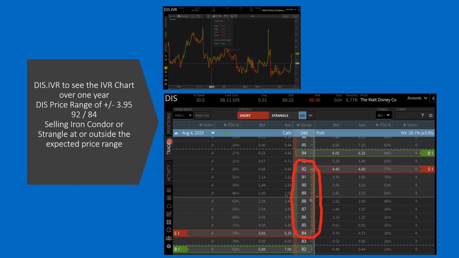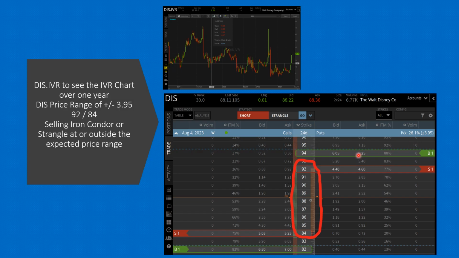You go under trade, and you can even select here the short Strangle, because what's important now is that you can see the range, here in orange, the range of Disney, the price expectation of the implied volatility. You see here the price expectation is between 92 and 84. It's just because I take the quote at the moment plus minus 3.95, or let's say $4.